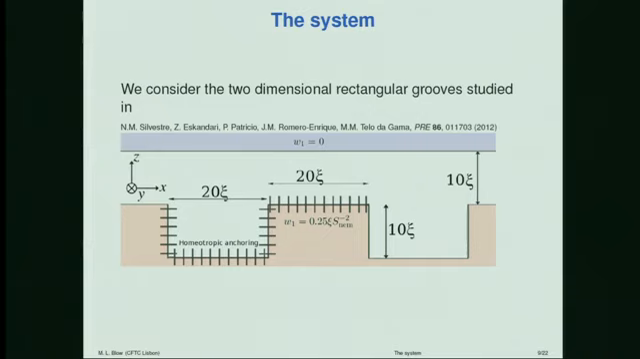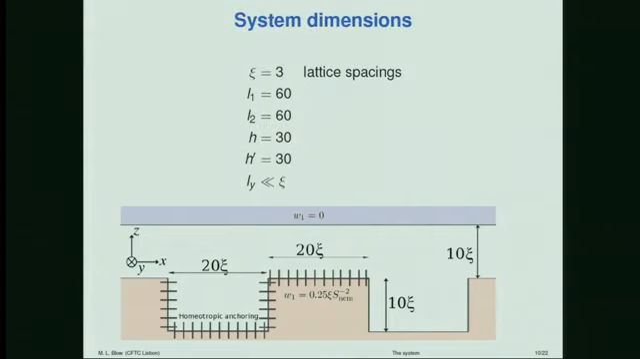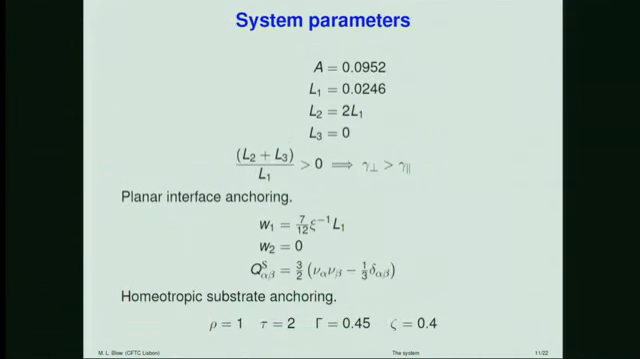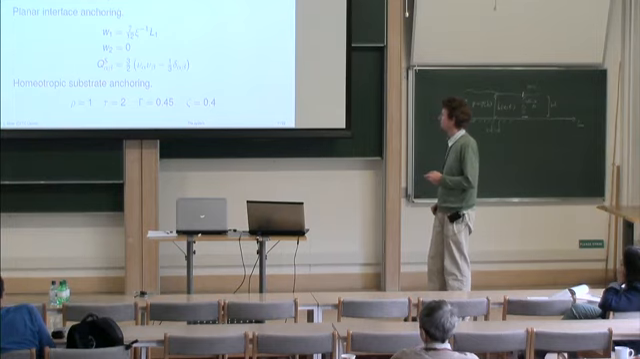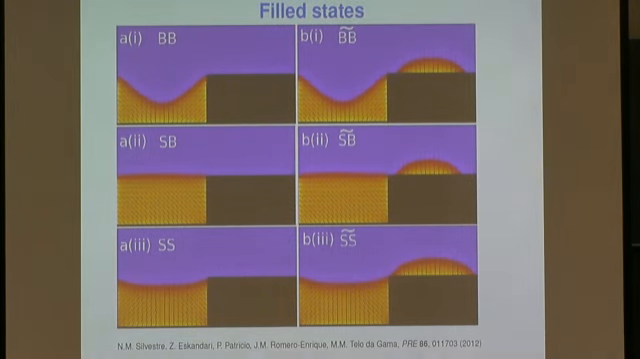These are the dimensions. The anchoring of the interface is planar by choice of the elastic coefficient. So straight away we have a conflict between the interface and the walls, which leads to interesting shapes of interface. And these are the states that are found. These were actually found by our colleagues in Lisbon.